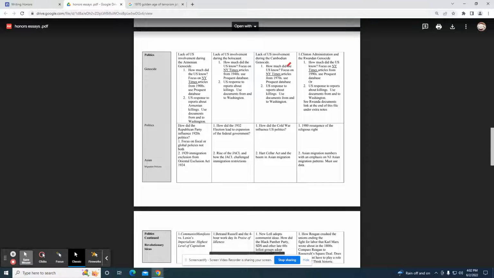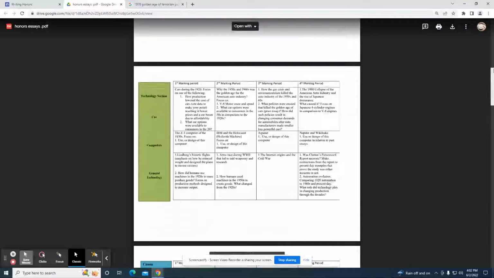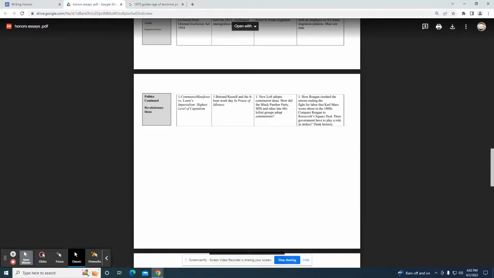Politics, same thing with genocide. You're looking at either the New York Times or U.S. documents. You can go to ProQuest here. You can go to my Holocaust Genocide tab. I even believe somewhere in this file, if we were to go down to the bottom, see Rwandan documents link at the end of this file. So you probably want to go there and access those documents that are positioned there. Let's see where we at.